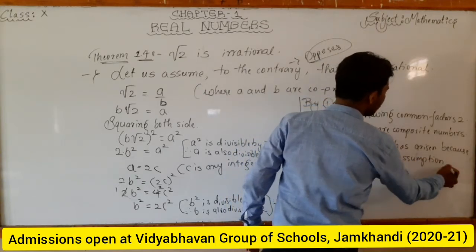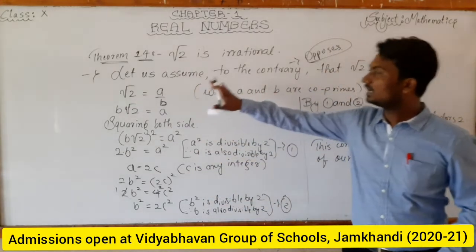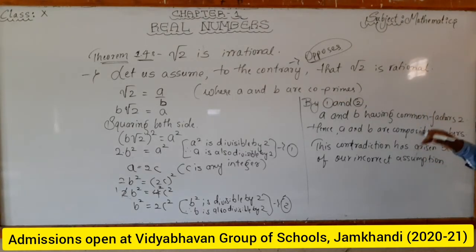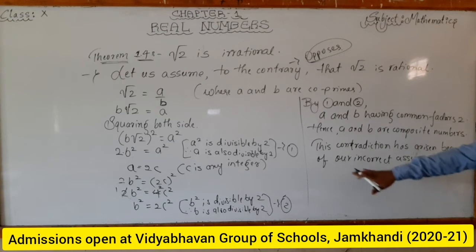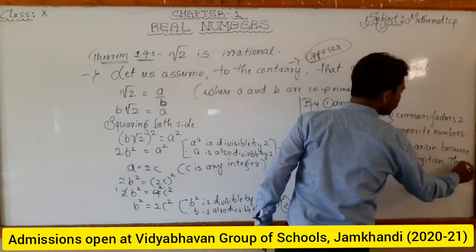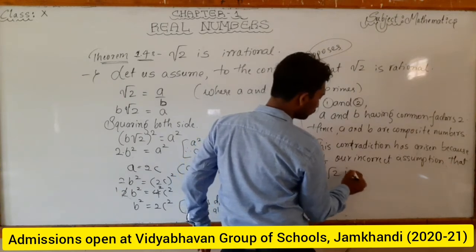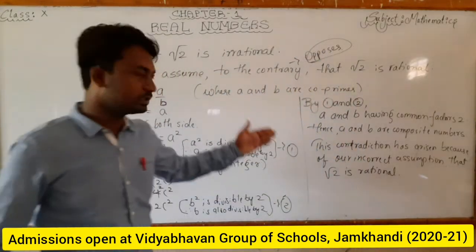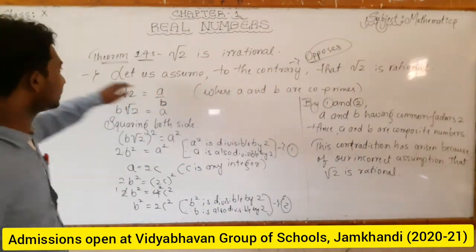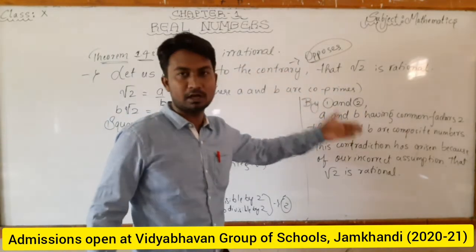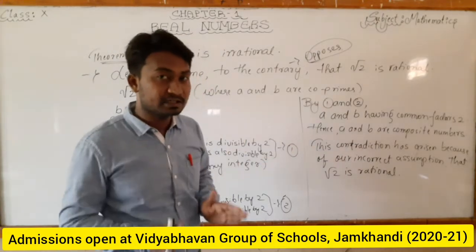Incorrect assumption. What have we assumed? We have assumed, to the contrary, that root 2 is rational. But this contradiction has arisen because of our incorrect assumption, that root 2 is rational. First only we have assumed that. Assume means assumption. Our assumption has been that root 2 is rational, and our assumption is incorrect.